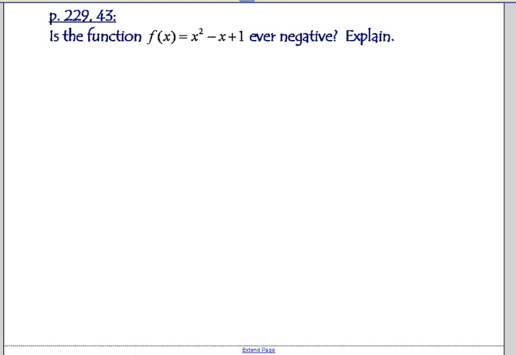Okay, we're going to do problem number 43. The problem reads, is the function f of x equal x squared minus x plus 1 ever negative? And then you want to explain that. So you can't just answer yes or no and be done with it. And there's several approaches to this.